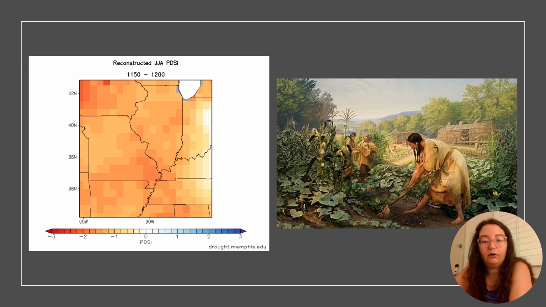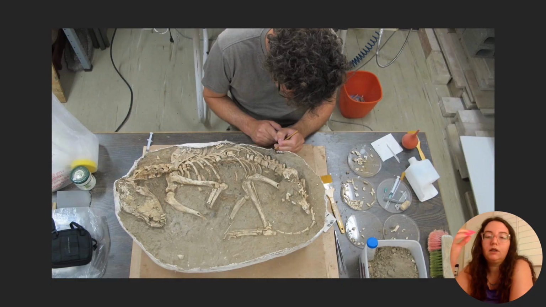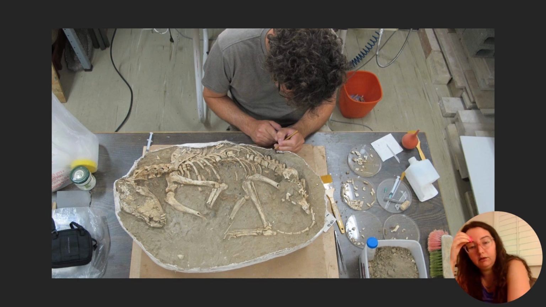So they didn't put all their eggs in one basket, as that saying goes. So here, I said I was going to briefly mention the domestication of animals. We know that we domesticated dogs. Well, what did that look like over here in North America?